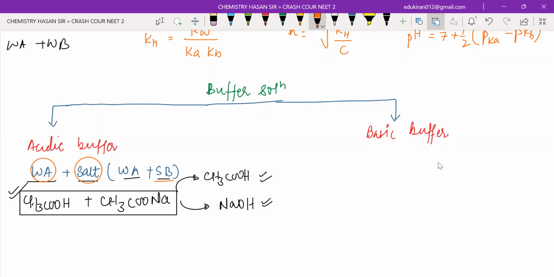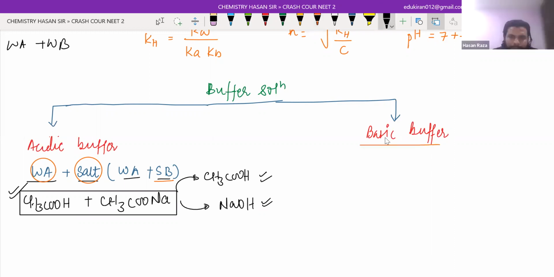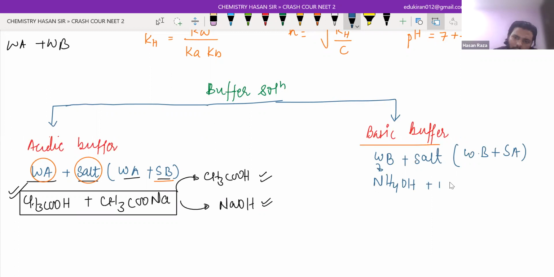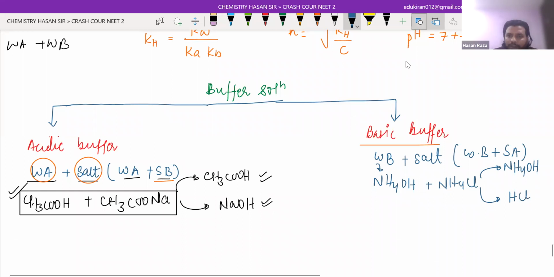In the same way, if you are going for basic buffer, that means weak base plus salt, and this salt is made up of this weak base and a strong acid. Let's take an example, NH4OH, ammonium hydroxide, which is a weak base, and a salt NH4Cl. Now this salt comes from a weak base, that is NH4OH, and a strong acid, that is HCl. So this is the scenario.